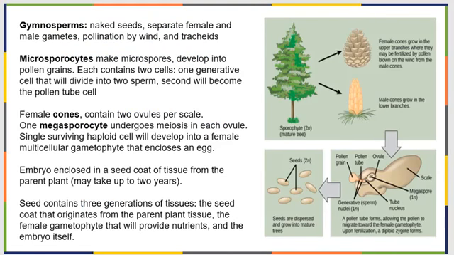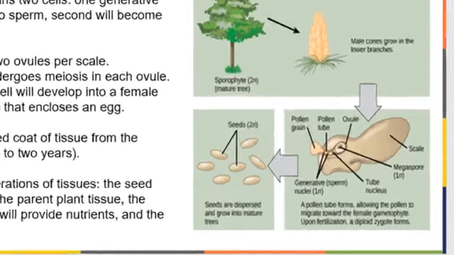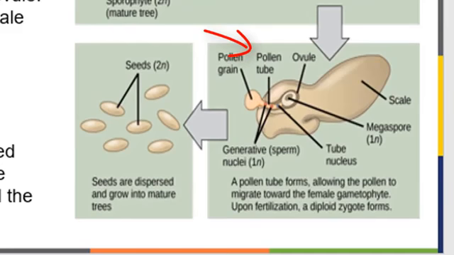When we talk about seed plants, we split them up into gymnosperms and angiosperms. Gymnosperms means naked seeds. Gymnosperms have separate female and male gametes. They are pollinated by the wind, and they have specialized vascular cells. In their microsporophytes, they make microspores, and those develop slowly into pollen grains. Each of them contains 2 cells. One of them becomes 2 different sperm, and the other becomes a pollen tube cell. You have to have the pollen tube cell to grow into the ovule of the female plant.